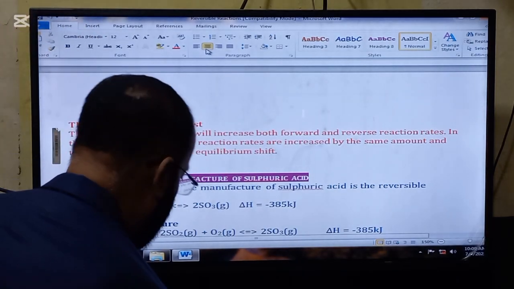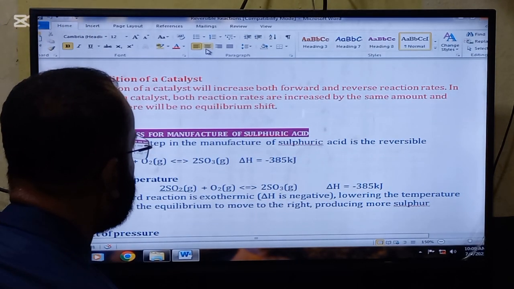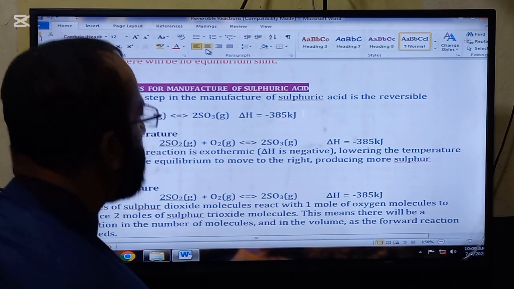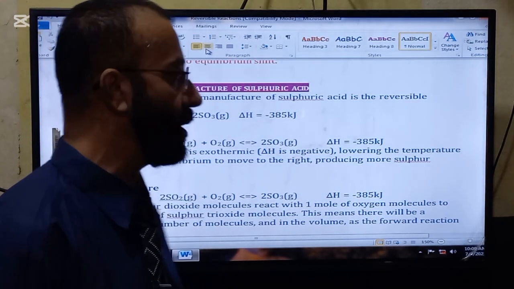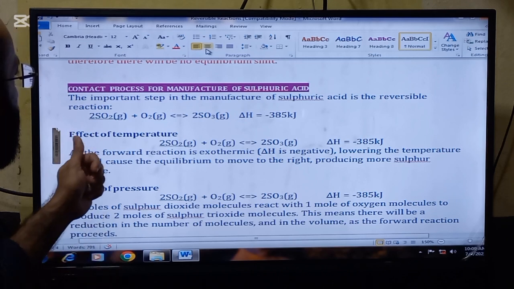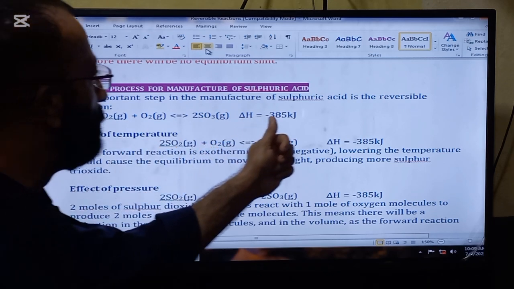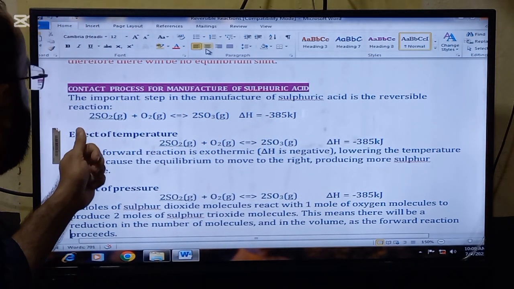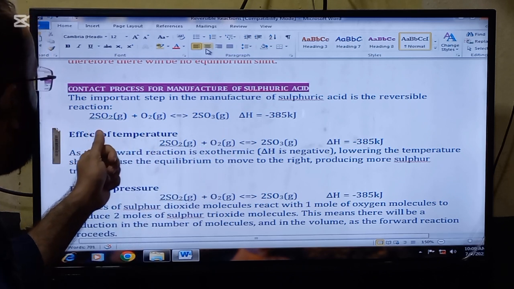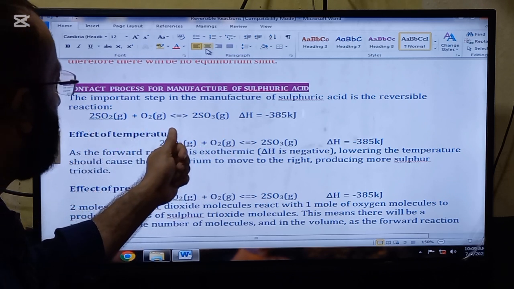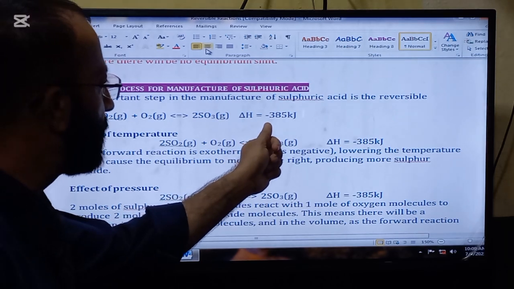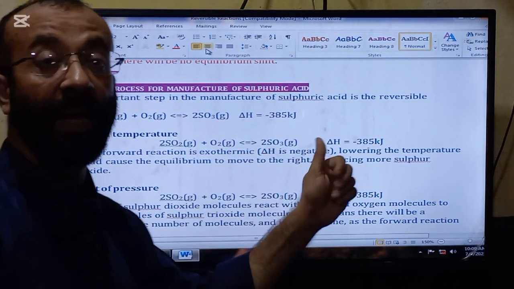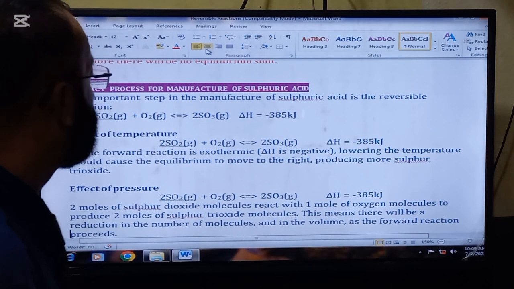Okay, now two particular examples are going to be discussed, and all three factors will be discussed: concentration, temperature, and pressure. So look now, the important step in the manufacture of sulfuric acid is the reversible reaction. The reaction is 2SO2 plus O2, an equilibrium reaction, 2SO3. And this minus sign shows that it is an exothermic reaction.